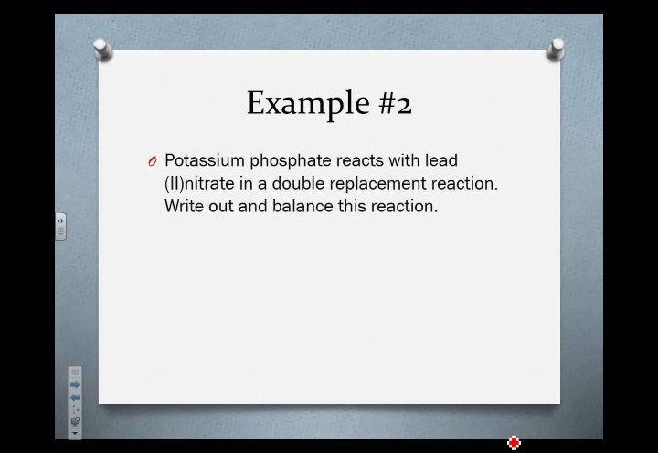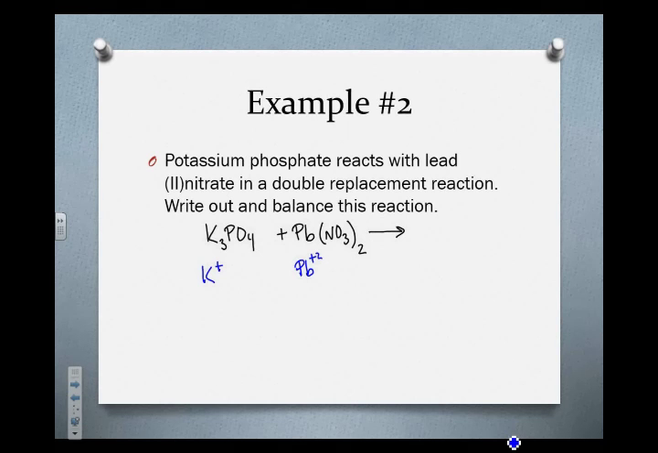Let's do another one. Potassium phosphate, which is K3PO4, reacts with lead(II) nitrate. That Roman numeral tells us the charge on the lead. Since nitrate is a -1, I'll need 2 nitrates to balance out the +2 from the lead. And I know we're going to be swapping partners here, so I'm going to rewrite my ions. I have a potassium ion and I have a lead +2 ion. That lead will stay +2.